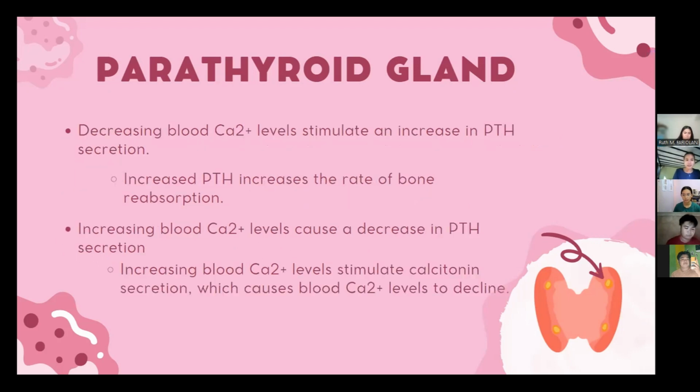In regulating calcium levels, a decrease in blood calcium stimulates an increase in PTH secretion. Increased PTH increases the rate of bone resorption, while increasing blood calcium levels causes a decrease in parathyroid hormone secretion. With this, increasing blood calcium levels stimulate calcitonin secretion, which causes blood calcium levels to decline.